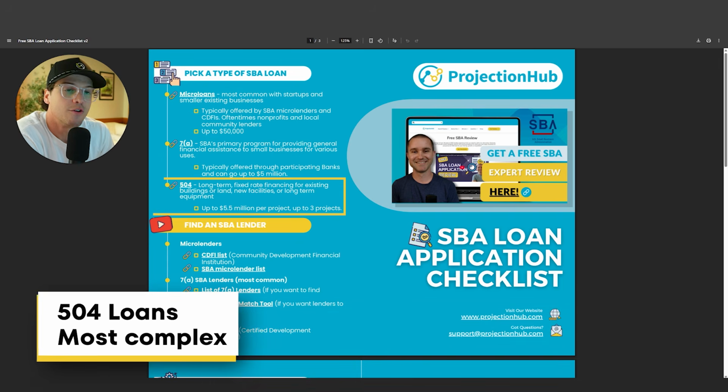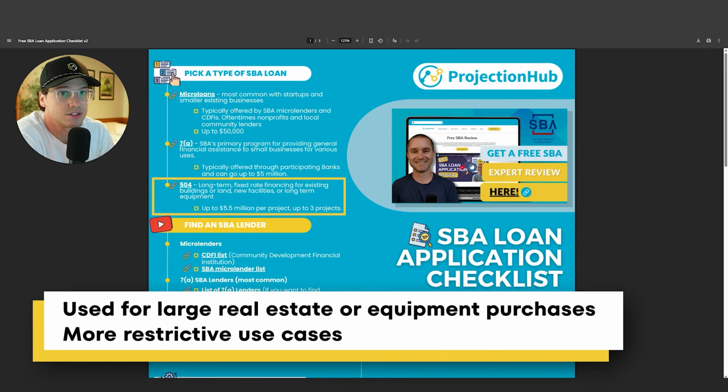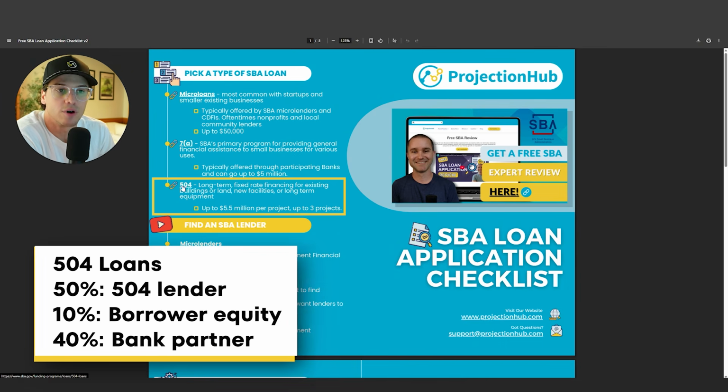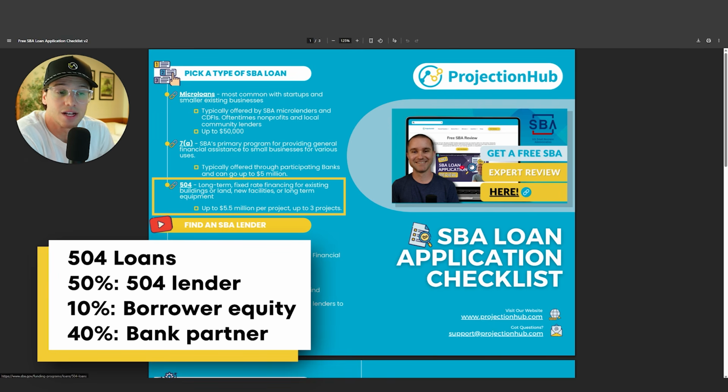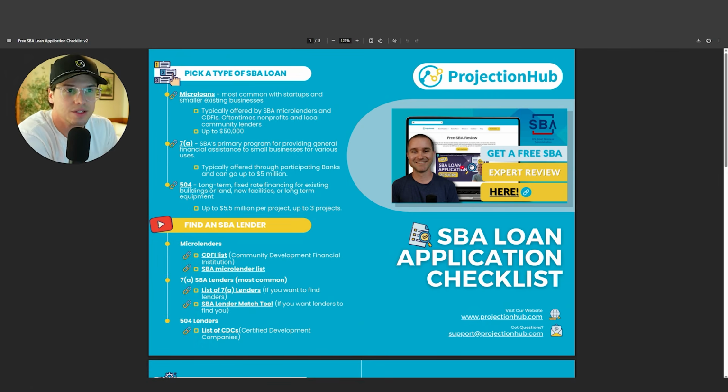And then 504, which I would say is probably the most complex SBA loan. These are most commonly used for large real estate, like facility purchases, and large pieces of equipment. So they're more restricted in their uses, but 504 stands for 50%, 10%, 40%. There's a 50% partner, I want to say it's the 504 lender. 10% is you, because you're going to be putting in 10% of the cash. And then the 40% is the bank partner that's going to be involved. So they're great programs, but that's why they're nuanced.